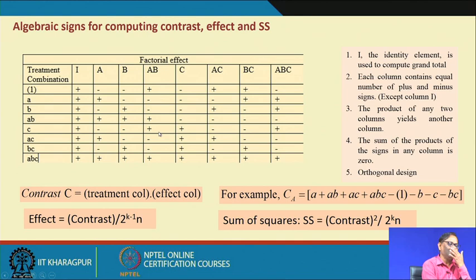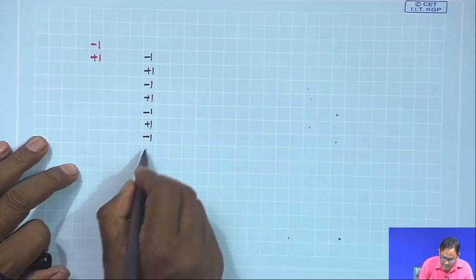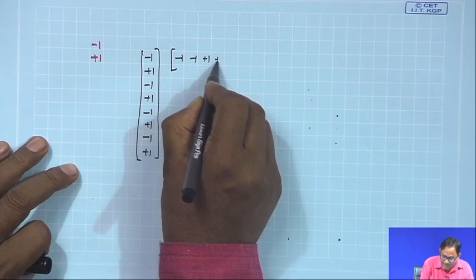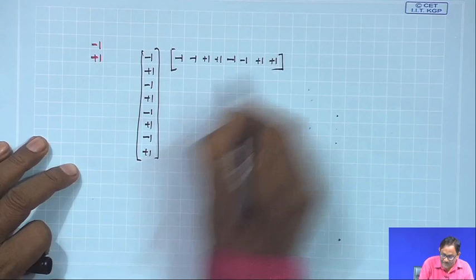Okay. So, if you take the dot product of this and this, what will you get? Suppose I take the dot product of the first column A. A is minus 1, plus 1, minus 1, plus 1, minus 1, plus 1, minus 1, plus 1. This is my A. I take the dot product with B: minus 1, minus 1, plus 1, plus 1, then minus 1, minus 1, plus 1, plus 1. This is my B column.